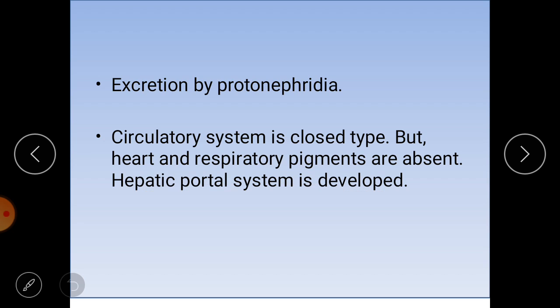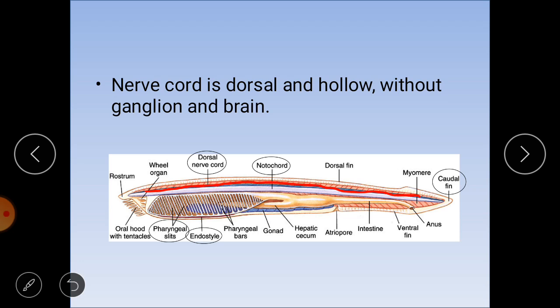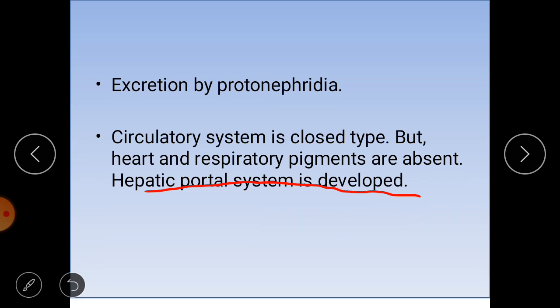The circulatory system is closed type, but heart and respiratory pigments are absent. The hepatic portal system is well developed. Of course, in the diagram you couldn't find any circulatory part, but they have a circulatory system without any heart and respiratory pigment. You know what the function of the heart is? The heart is the structure which helps in pumping blood throughout the body, whereas the respiratory pigment is the substance which carries the oxygen, right? Of course, we have hemoglobin as a respiratory pigment which will carry oxygen and supply it throughout the body.